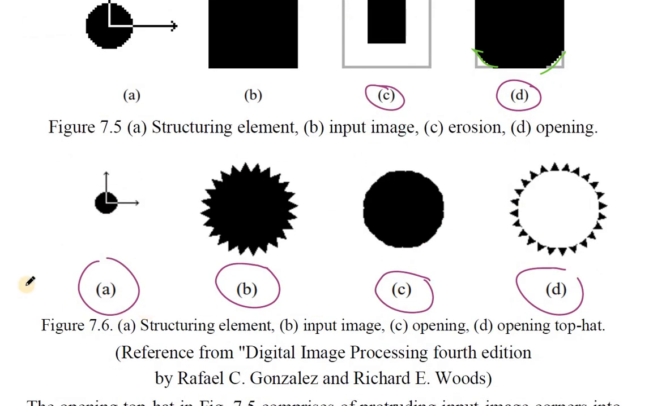Okay. Now similarly, let us take another example. Your structuring element is a circle only. Your input image is like this. You can see what type of image this is. You perform an opening operation, and this is what you get. And if you perform an operation called opening top hat, as of now we do not know what opening top hat is, but if we perform it, this is what we are going to get. Now let us try and understand what opening top hat means.